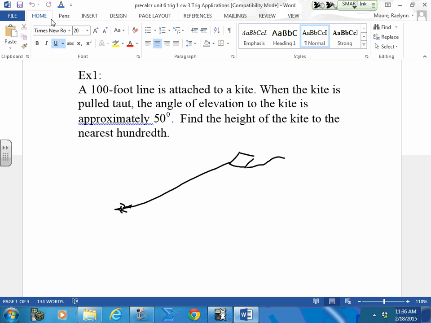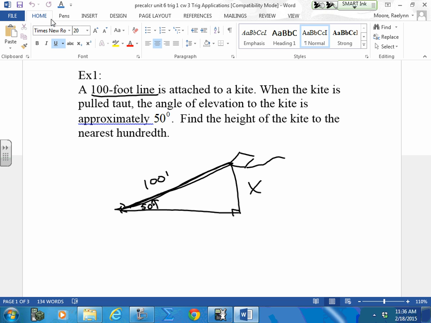It's pulled taut. What is pulled taut? Your line, right? How long is that line? 100 feet. Okay? Now, we want to find the height of the kite. Height makes the H. How high off the ground is that kite? That I don't know. My angle of elevation is from your line of sight to the top of the kite. This is your angle of elevation. This is 50.